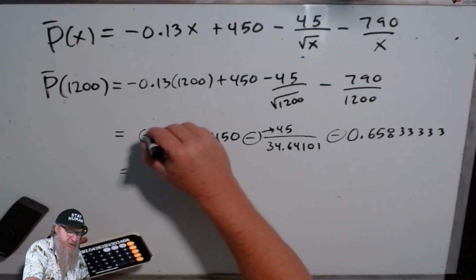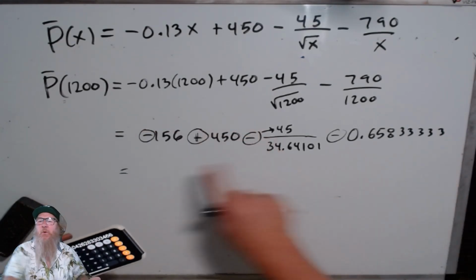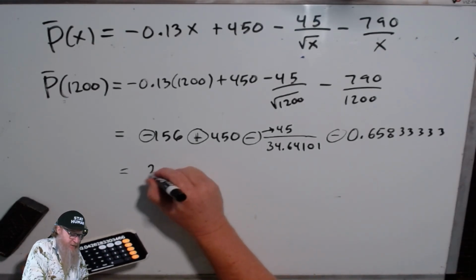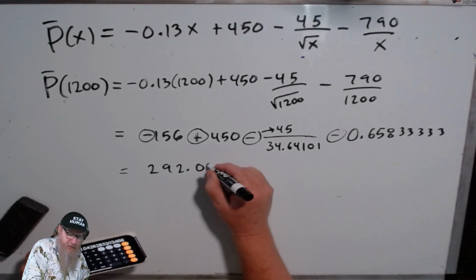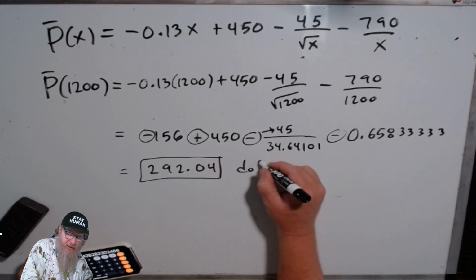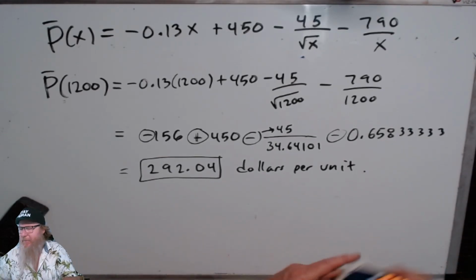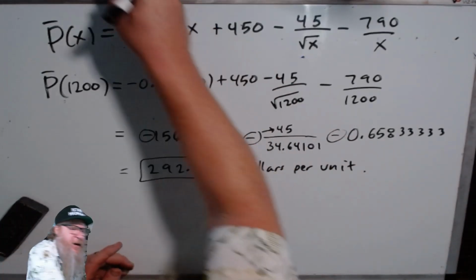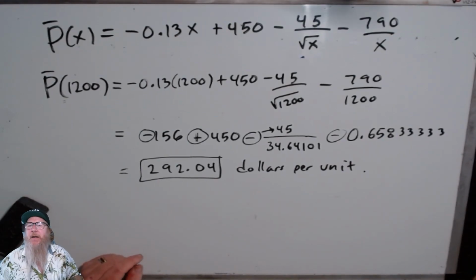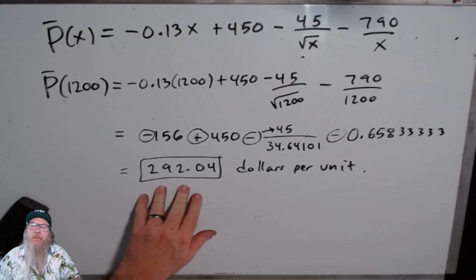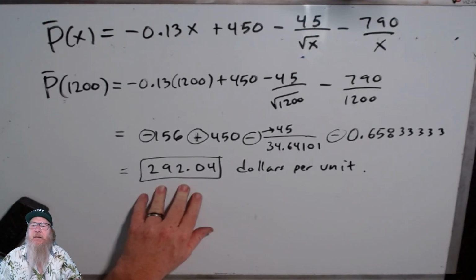As long as you pay attention to the signs, it doesn't matter what order you piece them together. So I get 292.04. And again, that's dollars per unit. Not bad, whatever this is. It's not high-end fashion shoes at the Oscars, but maybe it's a television, or I don't know. I don't know what they make on televisions, maybe even less than that. I've never sold televisions before.